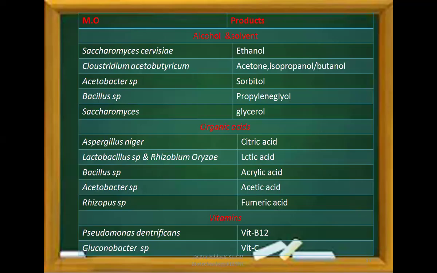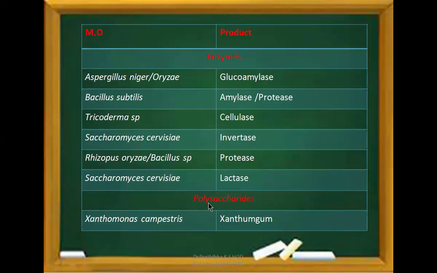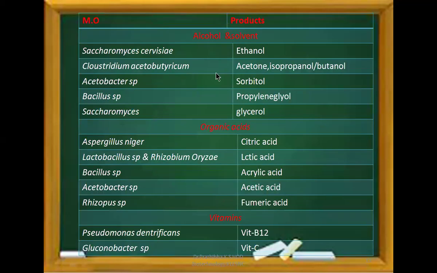Then coming to the different products obtained by using the microorganisms. For example, by applying biotechnological tools we can obtain alcohol and solvent, organic acids, vitamins, then enzymes, polysaccharides, etc. So here, alcohol can be obtained. For example, ethanol we can obtain by using Saccharomyces cerevisiae, which is commonly known as yeast. Then from Clostridium acetobutylicum, we can obtain acetone, isopropanol, butanol.